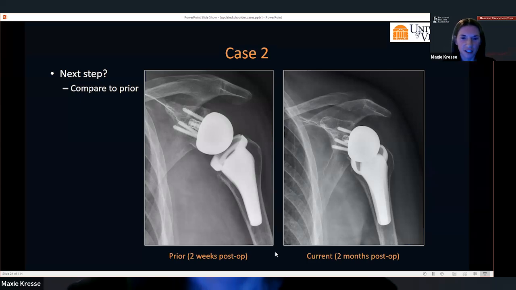So for example, on this one, here's our prior. This is 2 weeks post-op. This is our current 2 months post-op. I'm going to add a few lines here, something that I find helpful on these cases. If you look at the angle of the acromion, here's the initial, it looks pretty flat. And then on our follow-up, you can see this kind of sharper angle. And sometimes when you can't see the fracture line, this angle can be a really helpful clue.